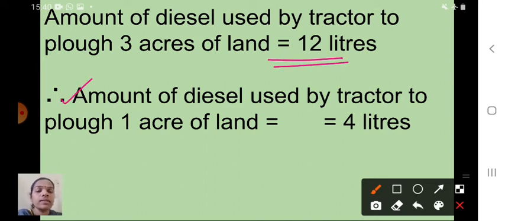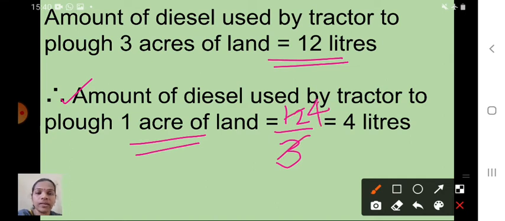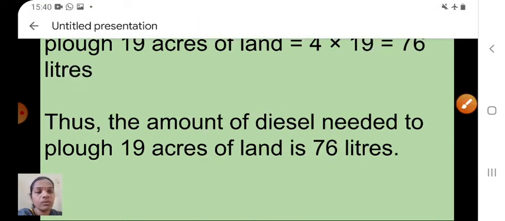Therefore, amount of diesel used by tractor to plough 1 acre of land is equal to 12 upon 3. Okay, 12 upon 3 what will come? 4 will come. That means 4 liters. So the amount of diesel that a tractor wants for 1 acre of land is 4 liters of diesel. So now what you have to find? For 19 acres of land, how much diesel is wanted, that we have to find.